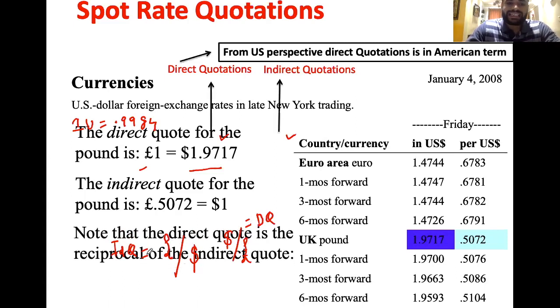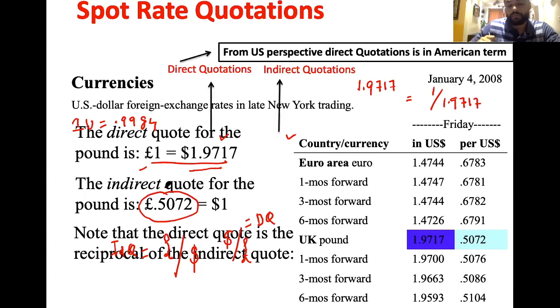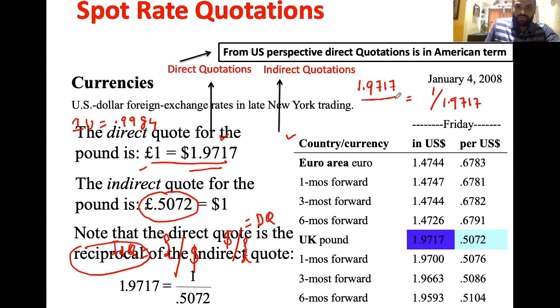Note that direct quote is the reciprocal of indirect quote. Remember, direct quote is a reciprocal of indirect. Direct quote is 1.9717. This is direct quote, all right? Reciprocal means 1 divided by 1.9717. That will be equal to this number. That's the meaning of reciprocal. We are dividing, right? So if you do 1 divided by 1.9717, it will be this. That's obvious, all right?